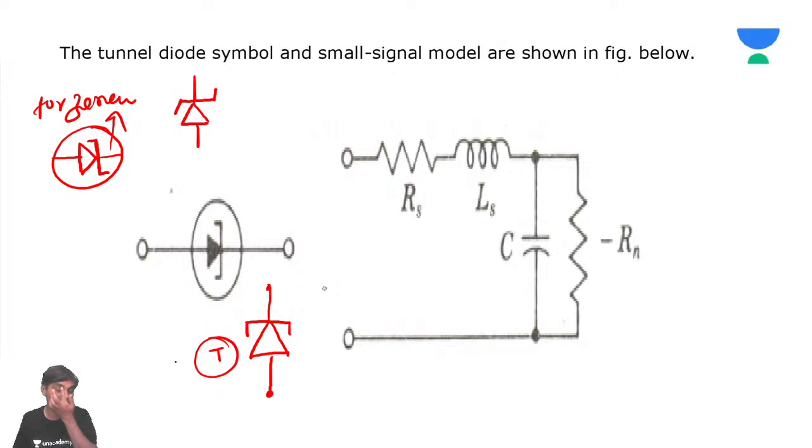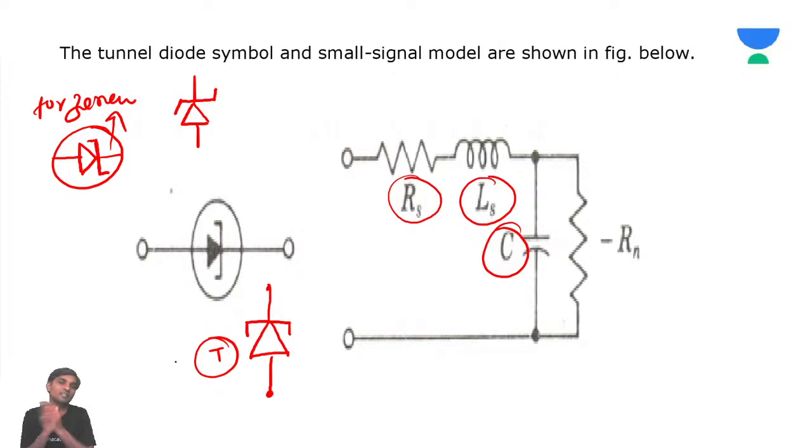This symbol of tunnel diode is equivalent to a series combination of RLC. Just remember, it is a series combination of RLC. Actually, you will study this series combination of RLC in a subject called pulse and digital circuits. And you can see here, you have something called a negative resistance, minus Rn. As this is a tunnel diode, you have a T here.